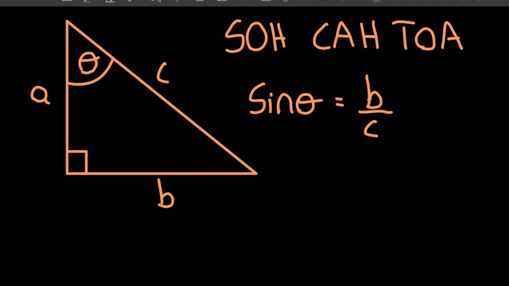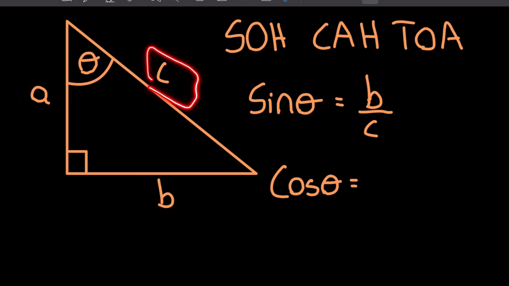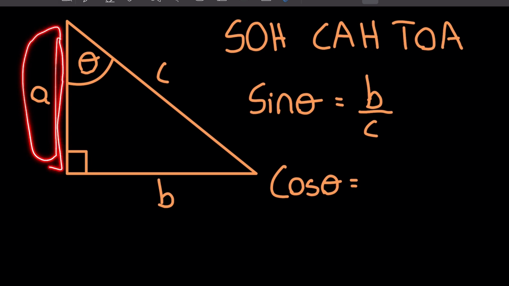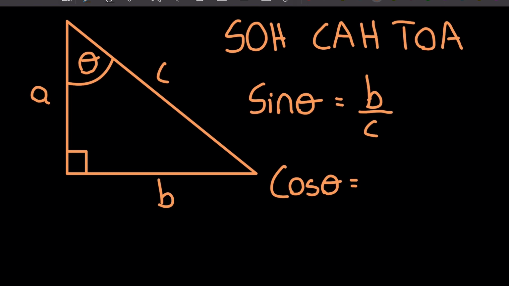And now let's say for cos, let's say we wanted to take the cosine of the angle. So we'll have cos theta is equal to, so now cos is equal to CAH, so that's adjacent, over hypotenuse. The adjacent is right next to the angle right here on the side of it. So if we take cosine of this angle theta, we'll have A over the hypotenuse, which we know is C.